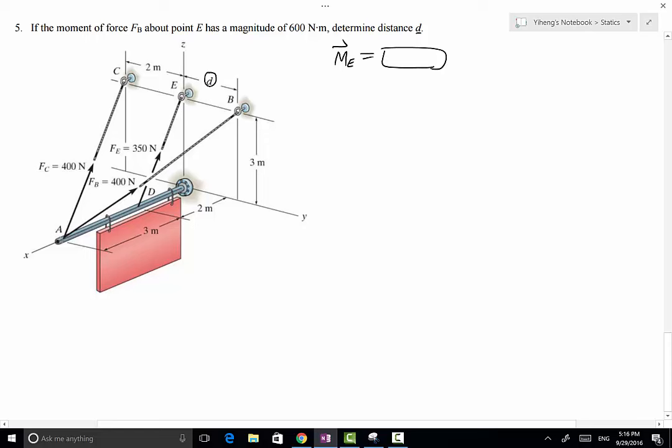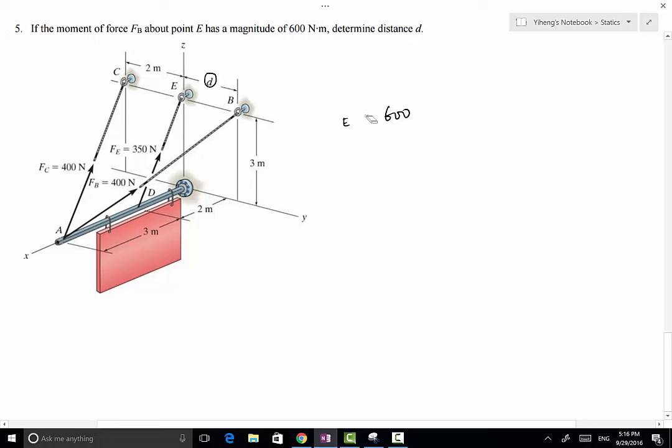And then we're going to try to calculate the magnitude of it. Again, that magnitude will also have the unknown d in it. And then we're going to set up that magnitude to be 600. So we will have one equation. We only have one unknown d, so we're confident that we can solve for that unknown.